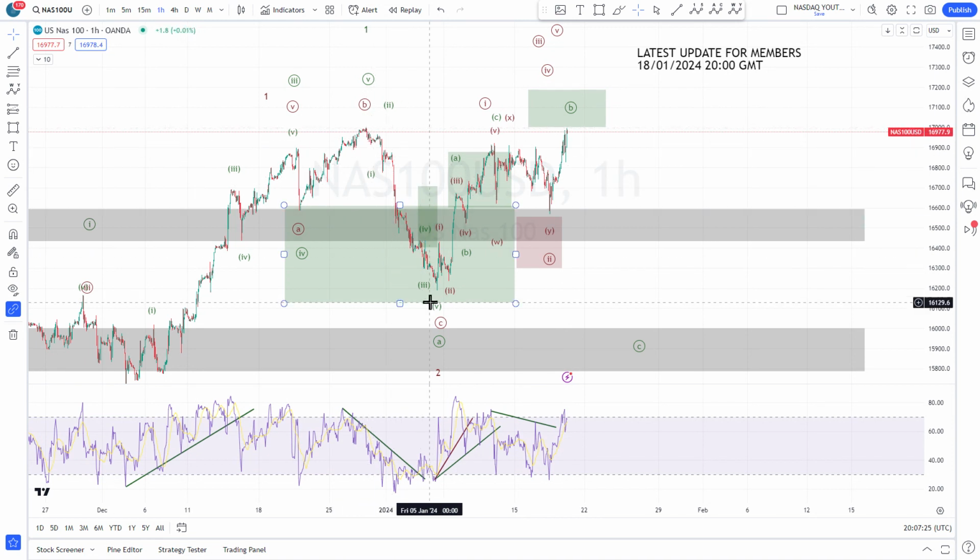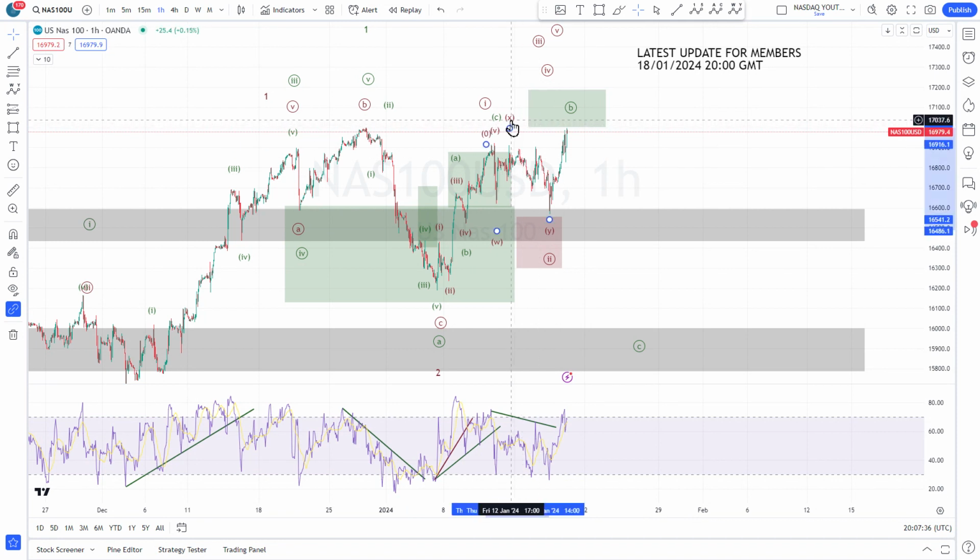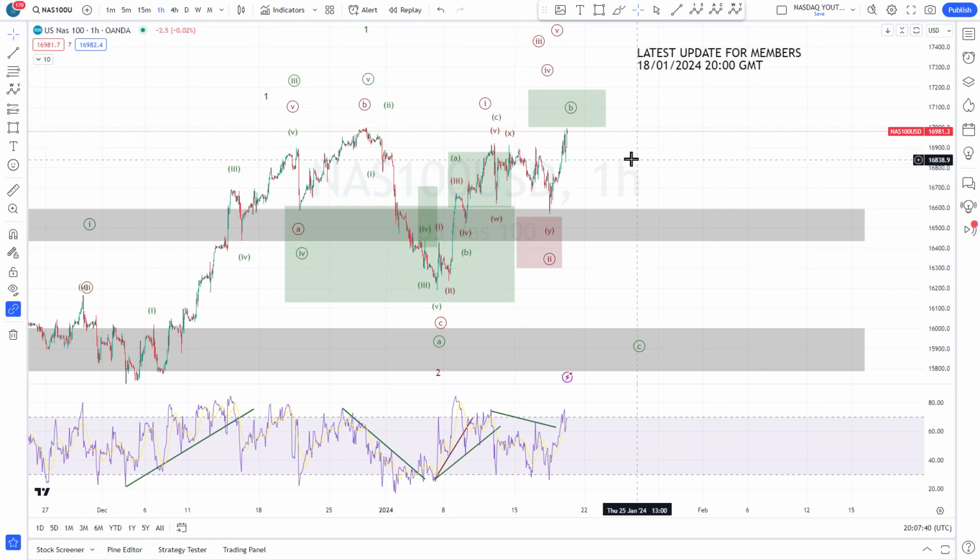Then our wave A fits here as an impulse. Then this move we are seeing here is corrective. So then I would say this is our wave A, wave B, and this here is the wave C. So that's also a possibility in case we do not take out the high right here.